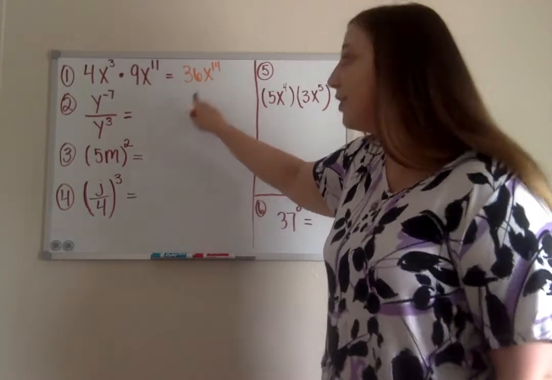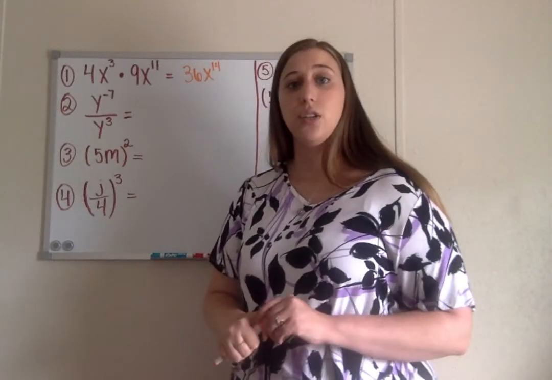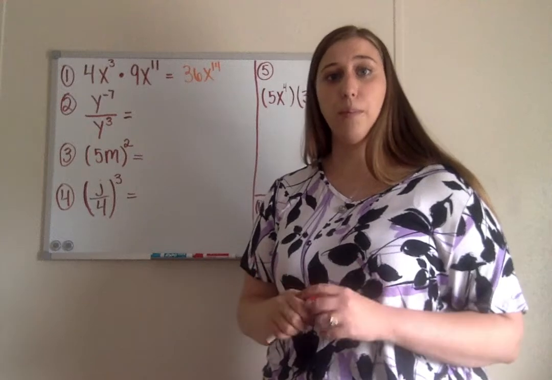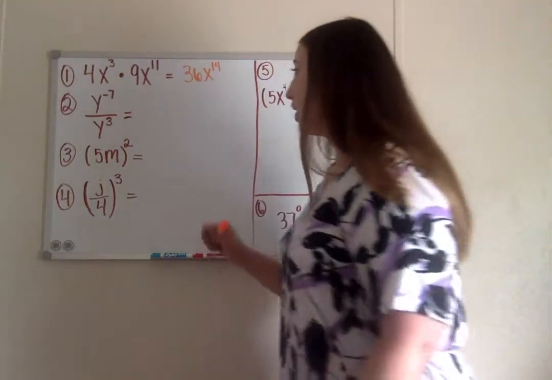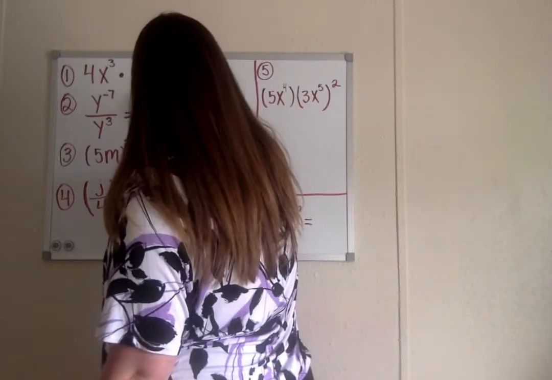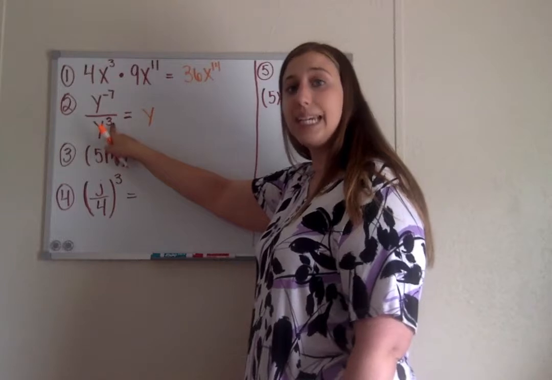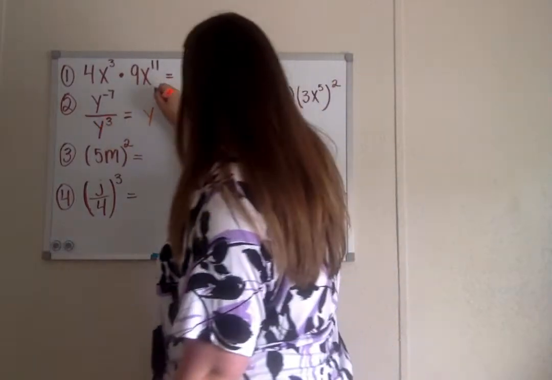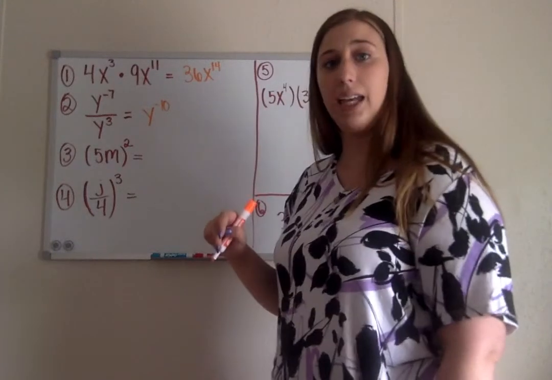All right, for number 2, right away I noticed that we're dividing. So again, we just have to remember the property rule when dividing. We subtract the exponents. So we still have our variable of y, but when we subtract negative 7 minus 3, that gives us negative 10. So our new exponent is negative 10.